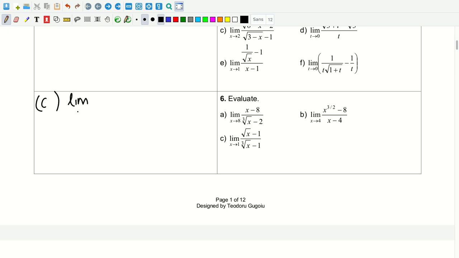So it's the limit as x approaches 1. I'm going to call this a funny limit because I was actually stumped. Root x minus 1 over cubed root of x minus 1.